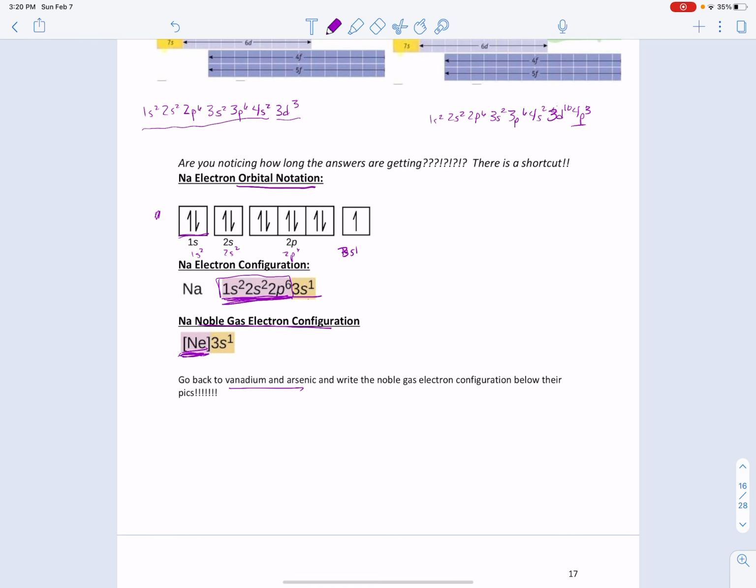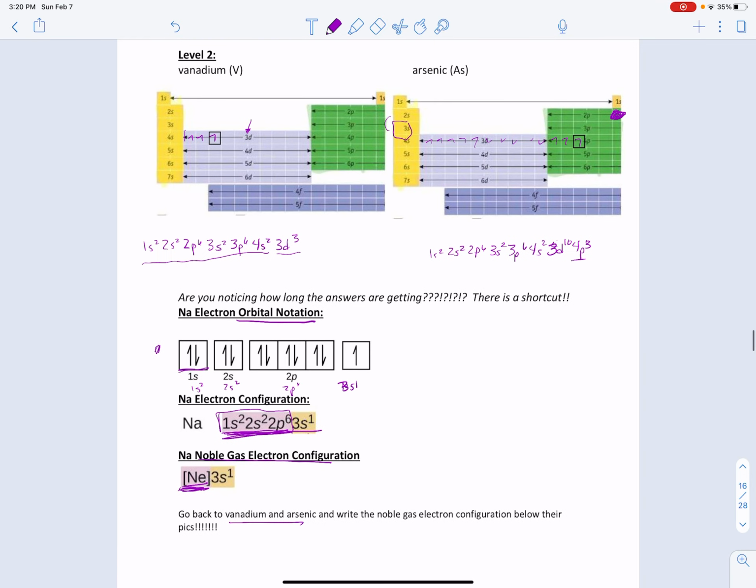So if we go back to vanadium and arsenic, we can change them into the noble gas configuration. So let's see, our last place is right here. So we want to go back to the next closest noble gas. It has to be that level back. It's this one. So this is argon. And this much of the configuration is argon. And then we can just write 4s2, 3d3. Isn't that so much simpler?